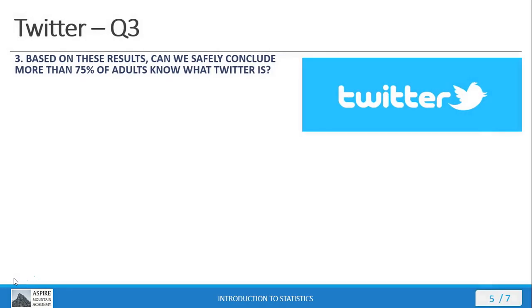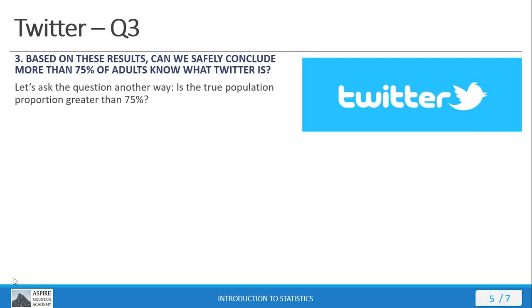Based on these results, can we safely conclude more than 75% of adults know what Twitter is? Well, let's ask the question this way. Is the true population proportion greater than 75%? Well, look at your CI. What does the CI tell you? Our CI is 0.828 to 0.872. So where's 75% in relationship to that confidence interval?